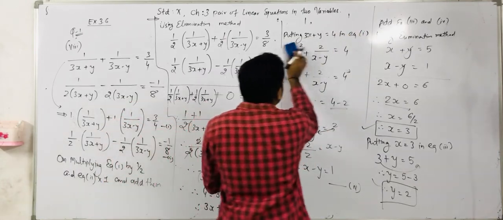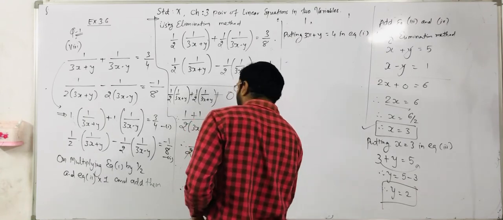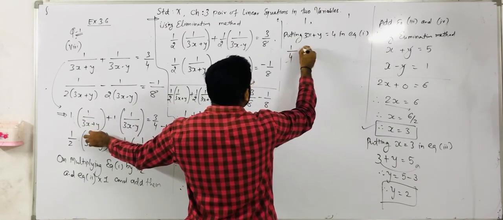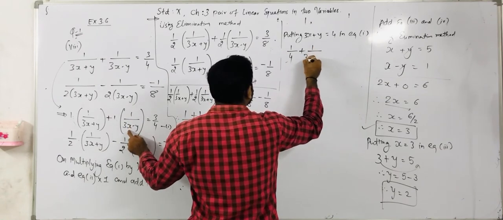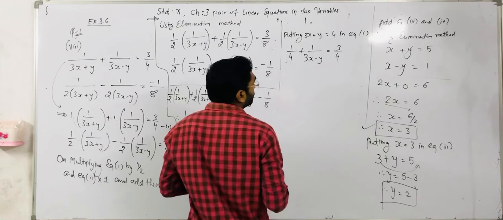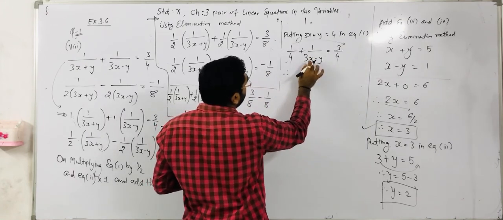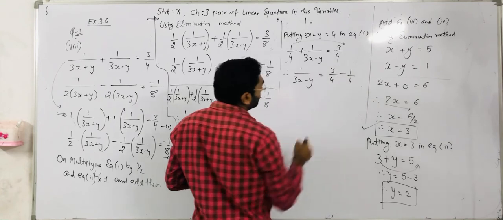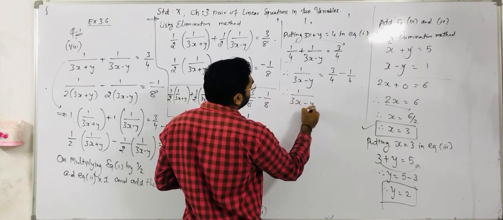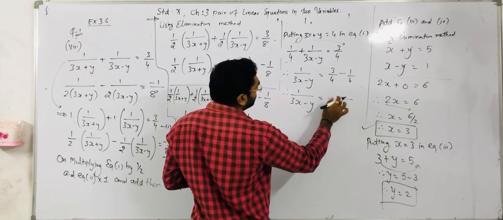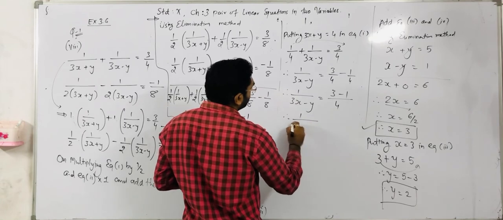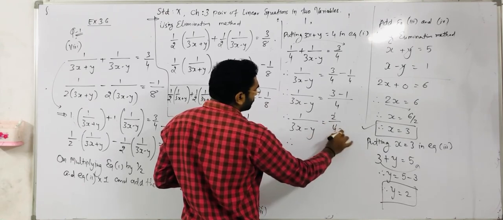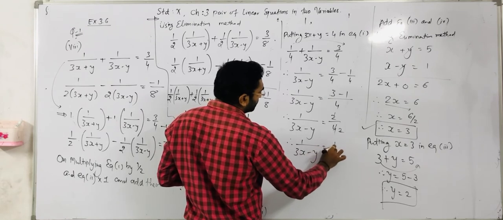So what we get? 1 times 1 upon 3x+y means 1/4 as the first term, plus 1 upon 3x-y is equal to 3/4. That 1/4 we take to the right hand side, so on the left hand side only one term, 1 upon 3x-y. 3/4 minus 1/4: both denominators are the same, so 4 in the denominator, 3 minus 1 is 2, divided by 4. 2 2s are 4, so 1 upon 3x-y is equal to 1/2.